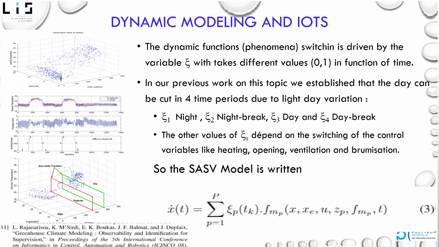4 other weighting functions are dedicated to the control of the 4 variables like heating, ventilation, opening, and brumization. Gathering the equations corresponding to all these functions is given in equation 3, where you can see the zeta e weighting function for the partial models. This allows us to write the greenhouse model as a variable structure system which is modular.